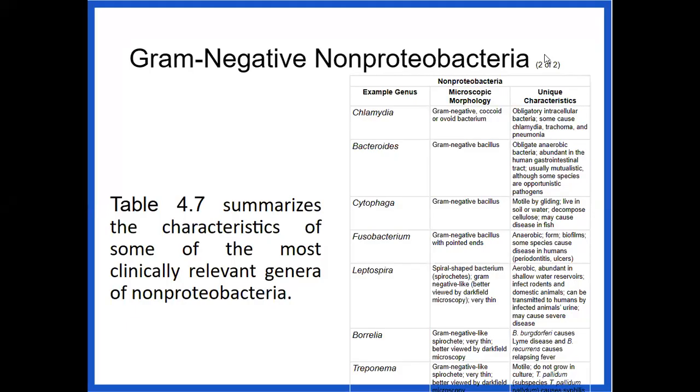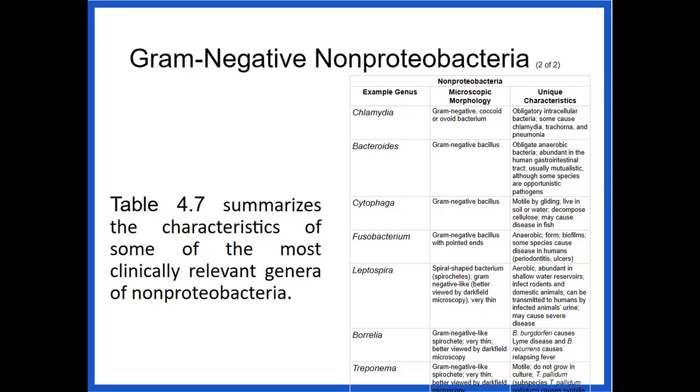Okay, so to summarize, yung chlamydia, so it can cause chlamydia, trachoma, and pneumonia. So obligatory intracellular bacteria, as explained yung life cycle, pupasok siya sa loob ng epithelial cell. Bacteroides, so these are the obligate anaerobic bacteria. They're abundant in the human intestine. So usually mutualistic.